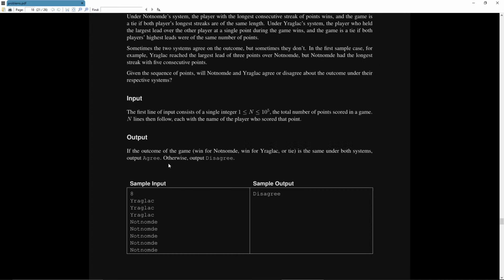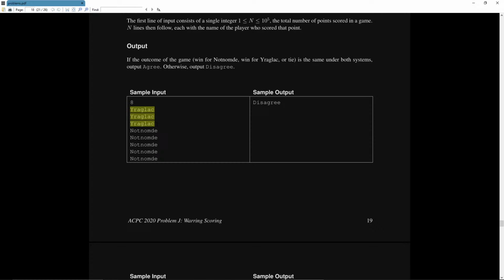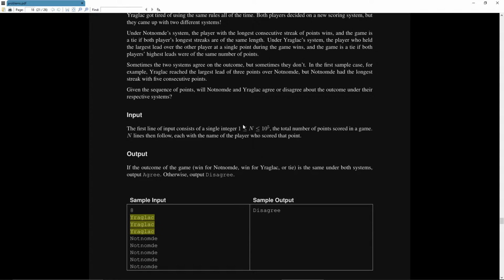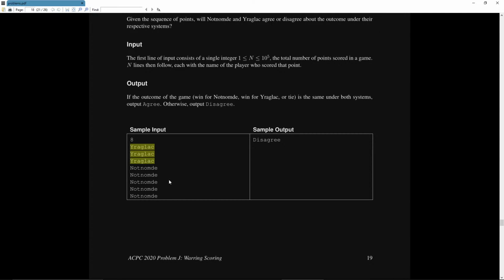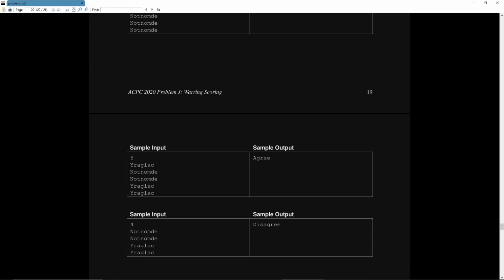In Irglak's system, it's who has the biggest lead at any point in time. So after 3 points, Irglak has a lead of 3 points. And then after this, Notnomed scores 5 points, but even after 5 points, Notnomed's lead is only 2. So in this case, Irglak would win under Irglak's own system, and Notnomed would win under Notnomed's system. So they disagree with each other, and hence the disagree over here. And then I have a few other examples.